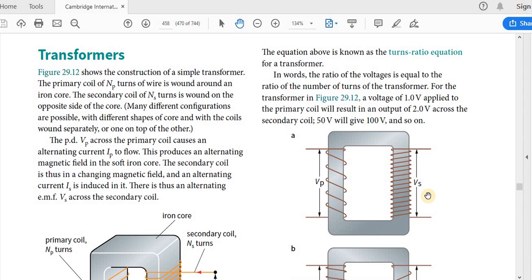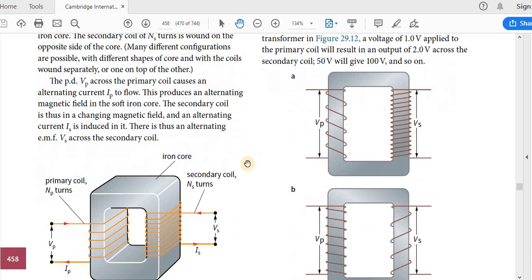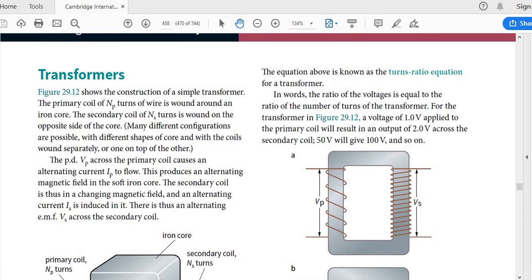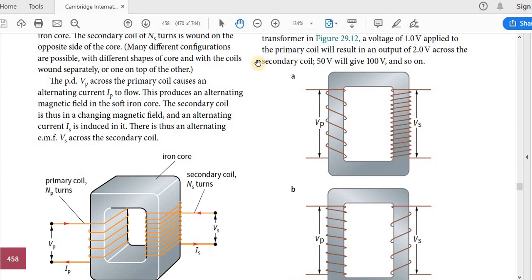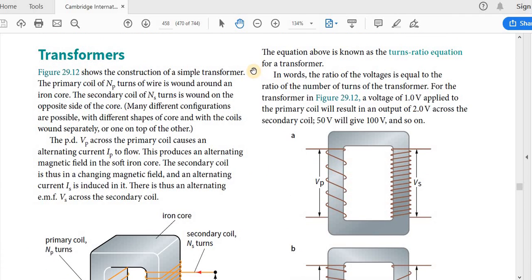The next topic is transformers. You have learned this in the O-level class also. There are different shapes for the transformers. Many different configurations are possible with different shapes of core and with the coils wound separately or one on top of the other. So you can also have a transformer with just a single iron core. You can imagine something like a long rod, a thick rod, and then you will have the primary coil here, and down here you will have the secondary coil. That is also possible, but what we see most of the time is this.